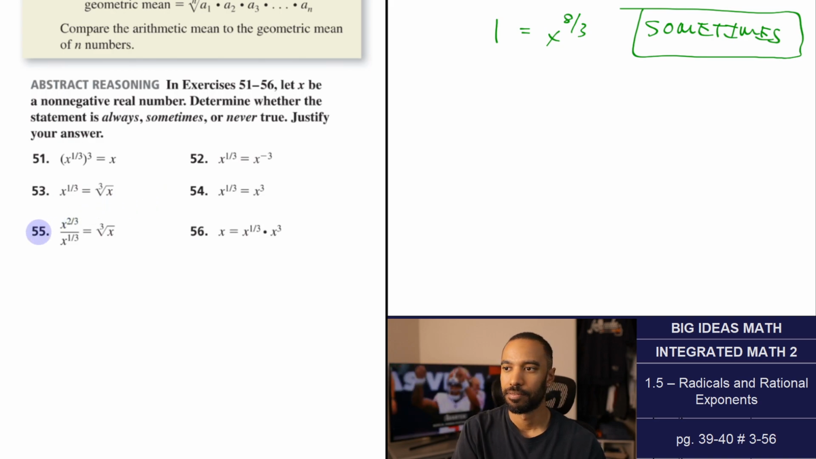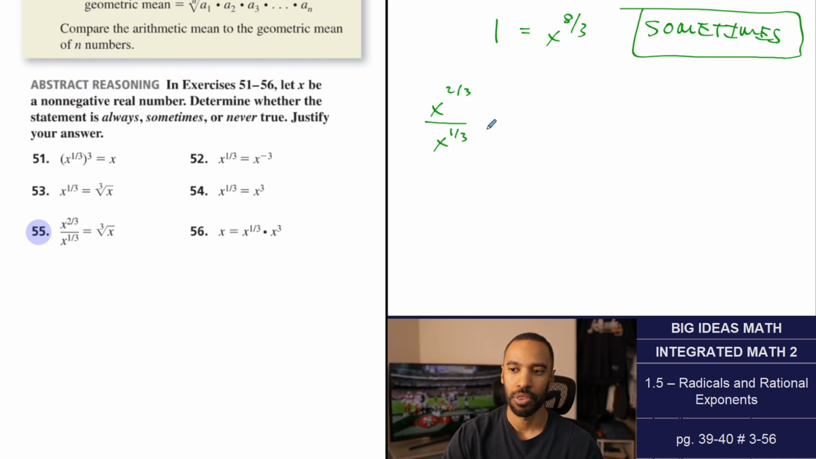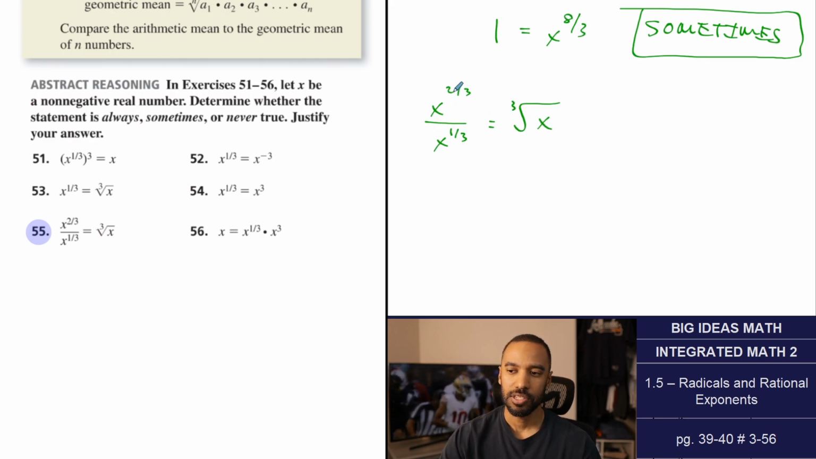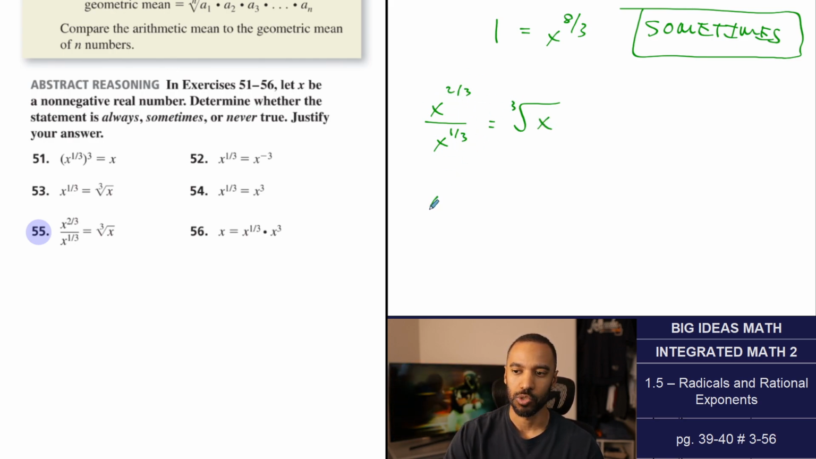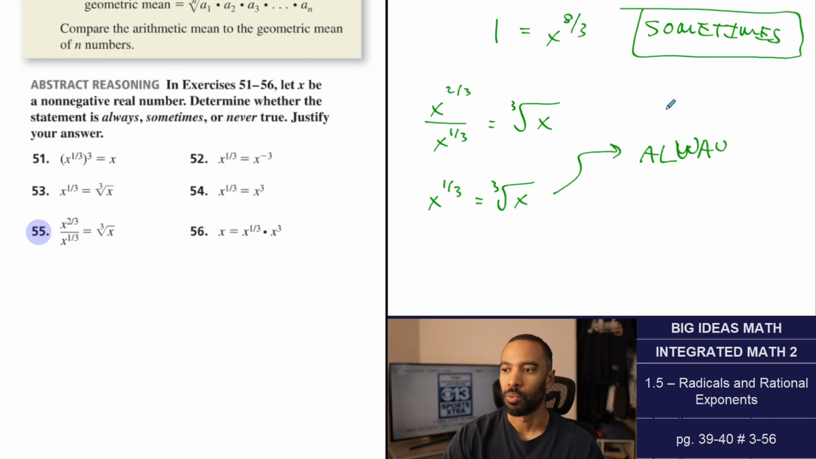Number 55, and it's good that we just did a problem like this beforehand to check it out. X to the 2/3 over x to the 1/3 equals cube root of x. On this side, we get to subtract 2/3 minus 1/3, and that gets us 1/3. And x to the 1/3 is the cube root of x, the same way that we saw before. This should be an always case.